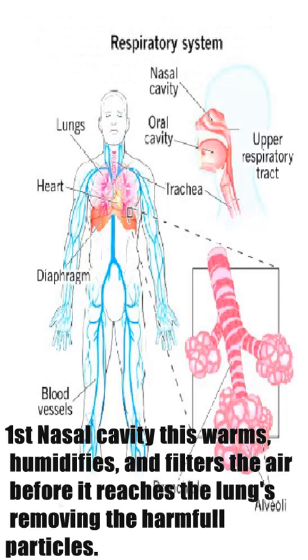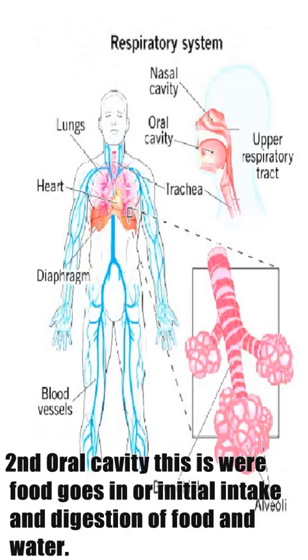First, nasal cavity. This warms, humidifies, and filters the air before it reaches the lung, removing the harmful particles. And second, oral cavity. This is where food goes in, initial intake and digestion of food and water.